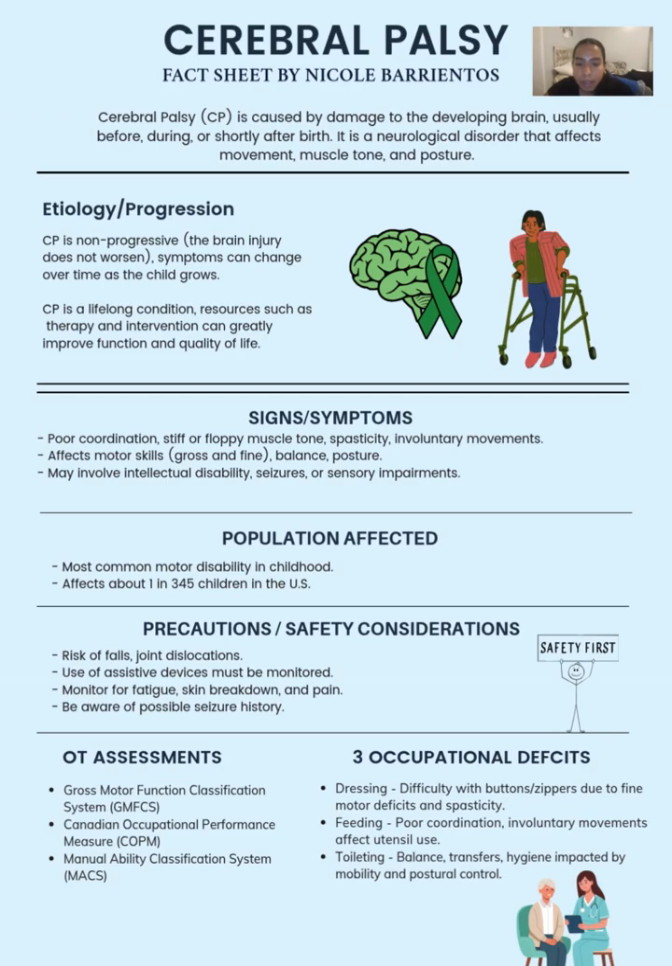Ataxic CP is the third one, and this affects balance and coordination. Movements are shaky or unsteady, and it may have trouble with precise tasks such as writing or buttoning. This is caused by damage to the cerebellum. There's also mixed CP. This is a combination of two or more types, most commonly spastic with dyskinetic. Symptoms may vary depending on which area of the brain is affected.